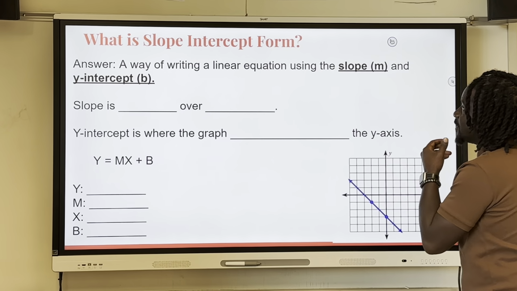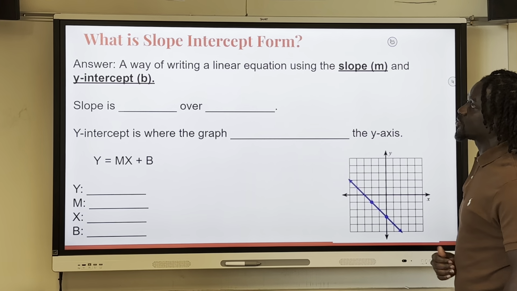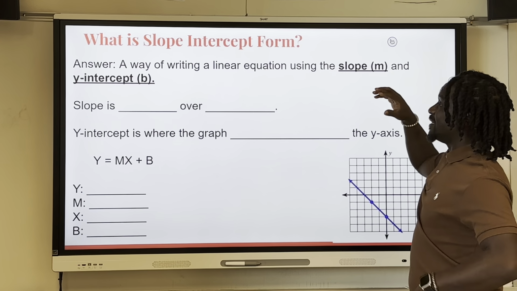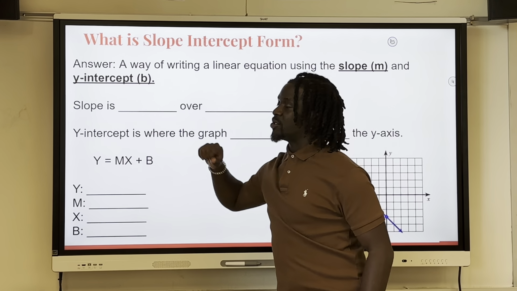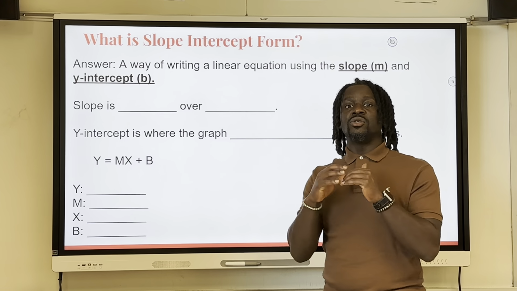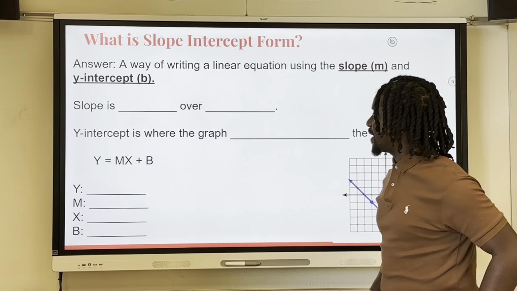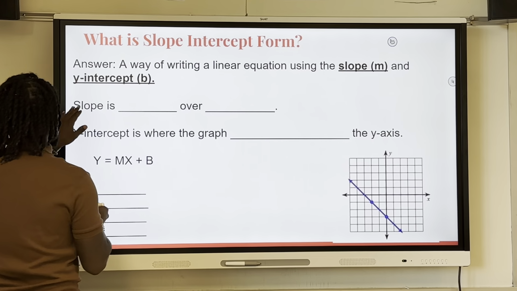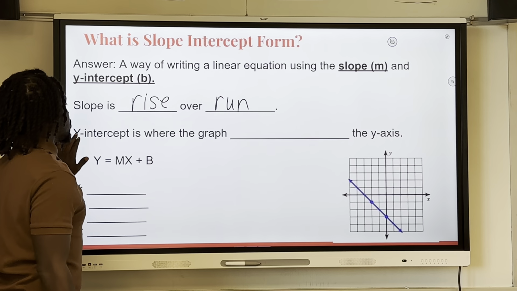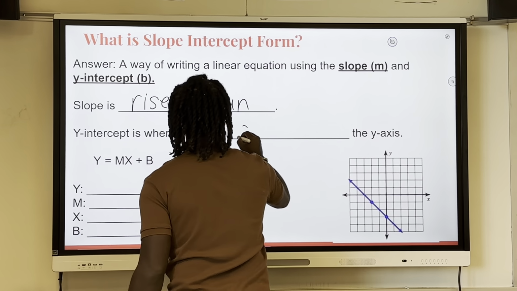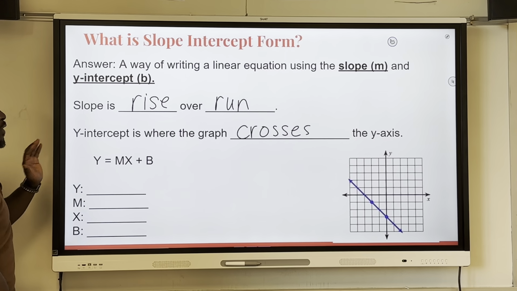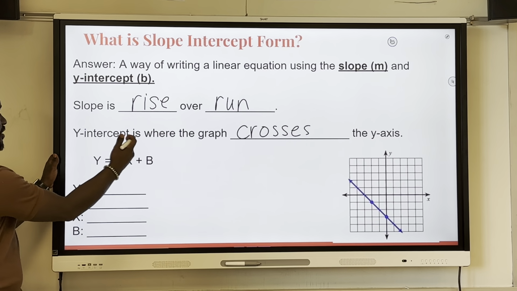Now, what is slope-intercept form? Slope-intercept form is a way of writing a linear equation where the slope, which is the m, and the y-intercept are used. So it's writing a graph, a function, using the y-intercept and the slope. You need to remember that slope is rise over run, and the y-intercept is where the graph crosses the y-axis. So when you have y equals mx plus b, that is slope-intercept form.